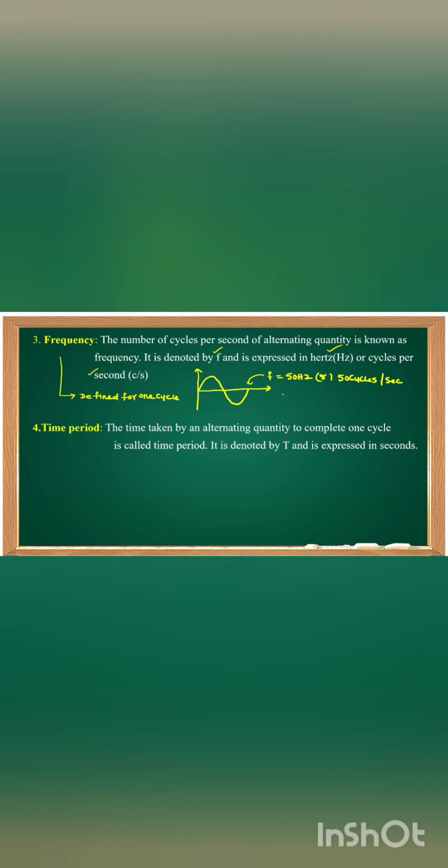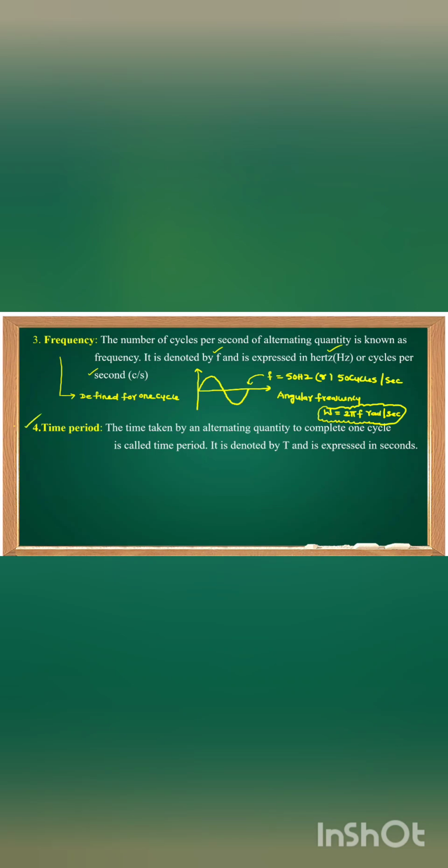But what is angular frequency? We know that angular frequency, omega, equal to 2 pi f. This is in radian per second. Angular frequency is written as radian per second, but frequency is written as cycles per second or Hz.